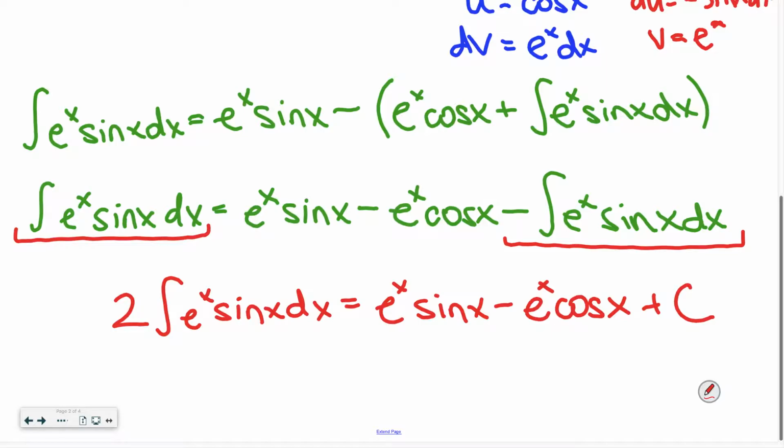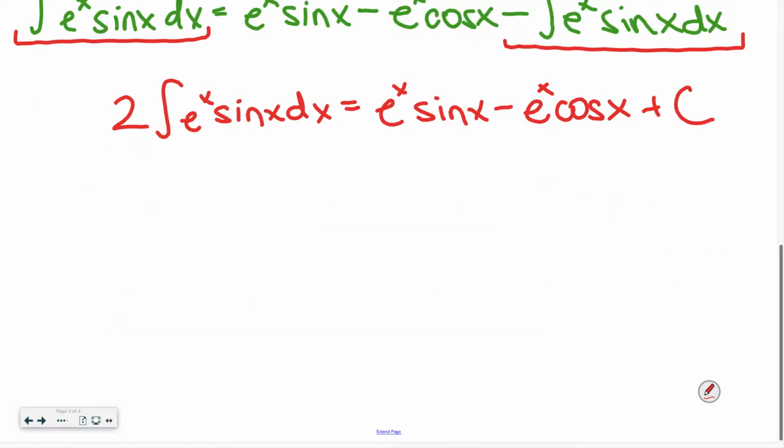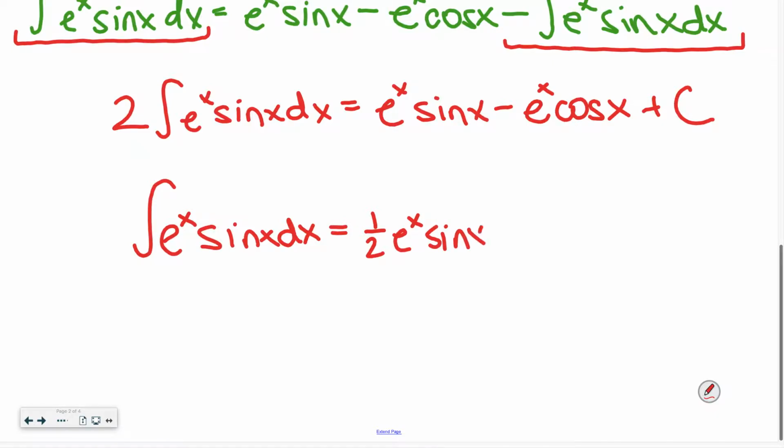Oh my god, that's so crazy. That works nicely, plus C. Yeah, I almost forgot that. So then, the answer to our question, what is the integral of e to the x sine of x dx? Wait, why is it plus C? Well, it is an integral, and we always have to have the plus C. We just haven't actually written it yet because usually we do it with that last integral, but then we moved it over to the other side. Okay. So we have 1/2 e to the x sine of x minus 1/2 e to the x cosine of x plus C.